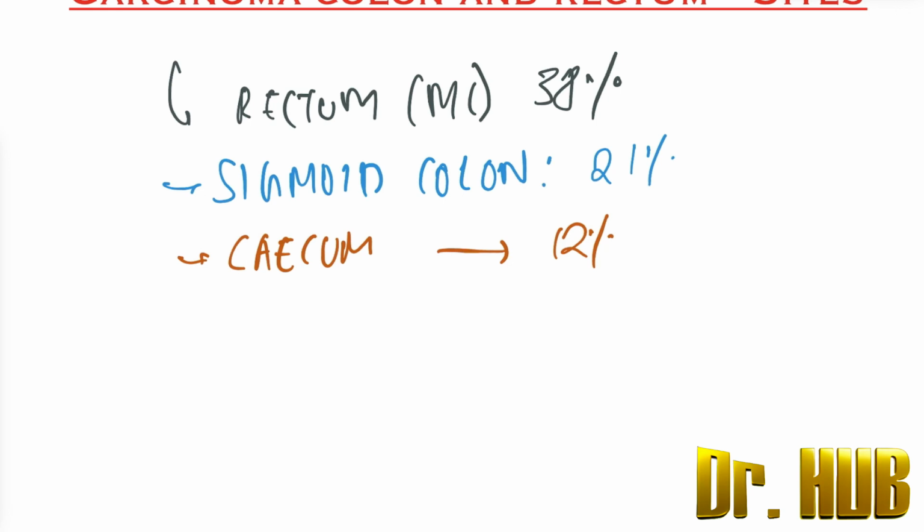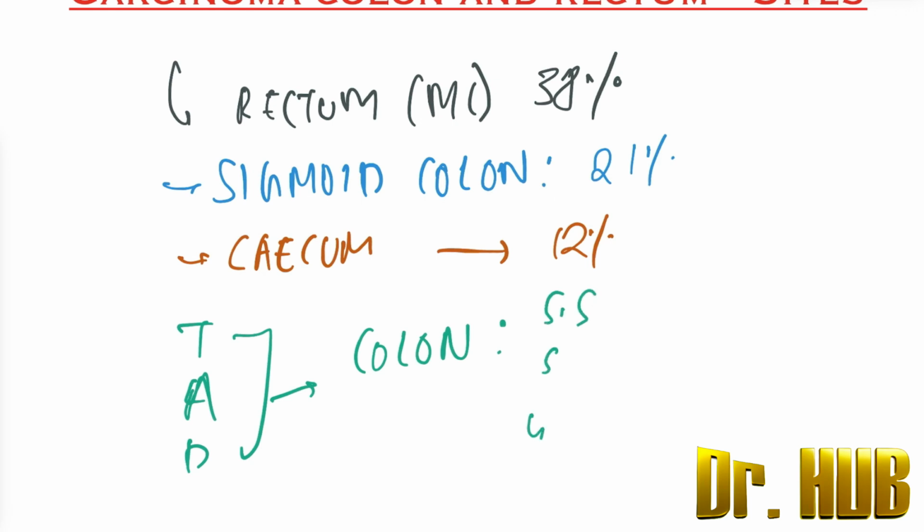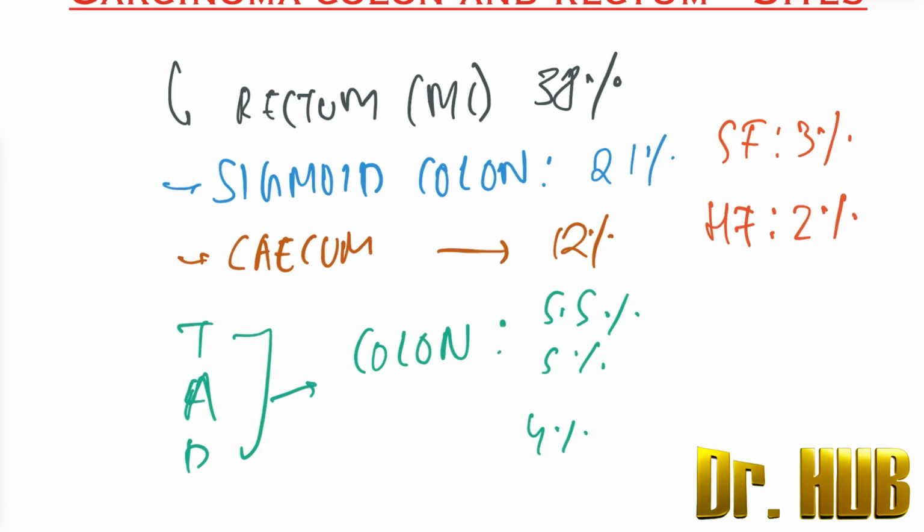And then is the transverse, ascending and the descending. So we're writing it as TAD. So transverse, ascending and the descending colon. So this amounts to about 5.5, 5 and 4. So roughly around 5%. And next is the splenic flexure. Splenic flexure amounts to 3% and the hepatic flexure is about 2%.